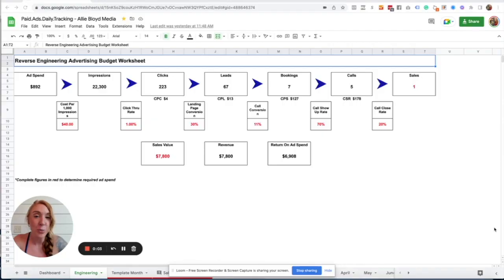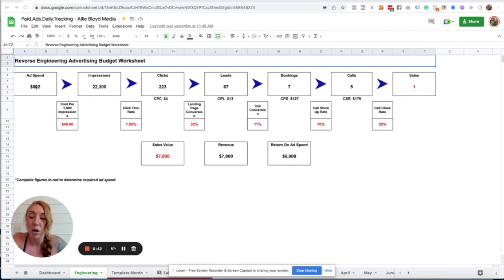Let's dive in. I just wanted to walk you through a really cool way to reverse engineer your ad spend based on what it is you actually want to make, as well as talk you through some of those benchmarks that you're looking for at each stage. So this is my reverse engineering advertising budget worksheet. This is something that the students in my mentorship program get access to, and it comes with a lot of additional tabs down here for tracking either your ads and your sales, but this is a really good first step for them to fill out.